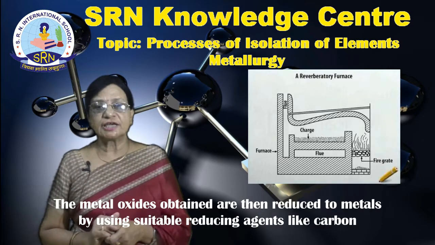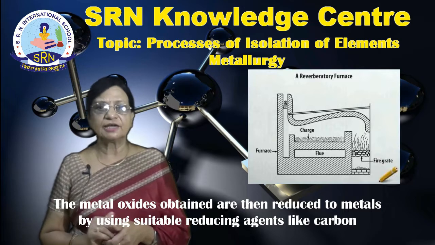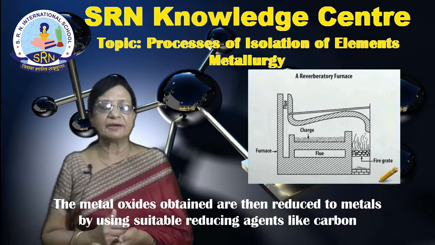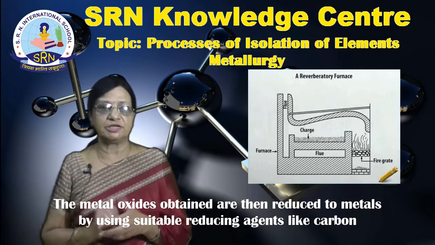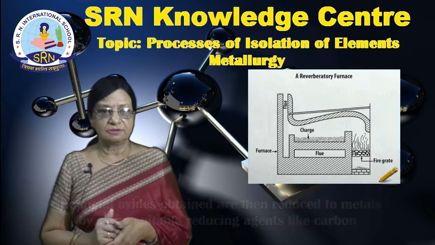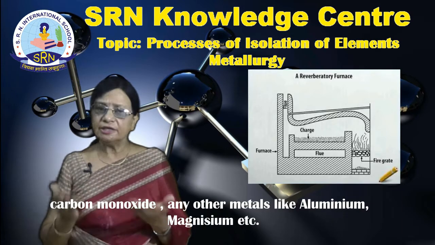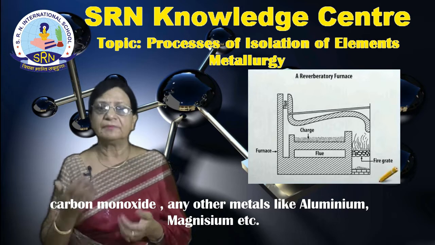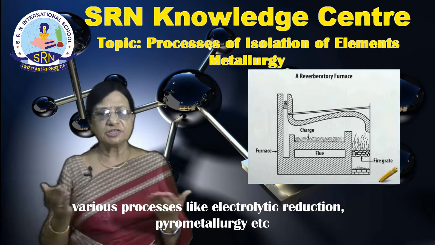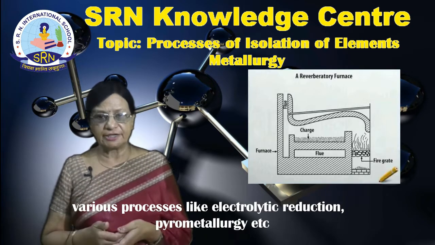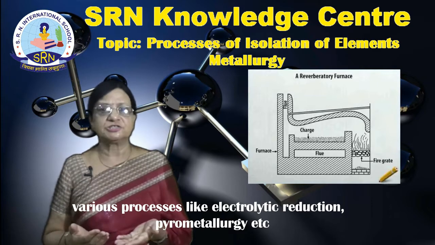The metal oxides obtained are then reduced to metals by using suitable reducing agents like carbon monoxide, any other metals like aluminium, magnesium, etc., and various processes like electrolytic reduction, pyrometallurgy, etc.